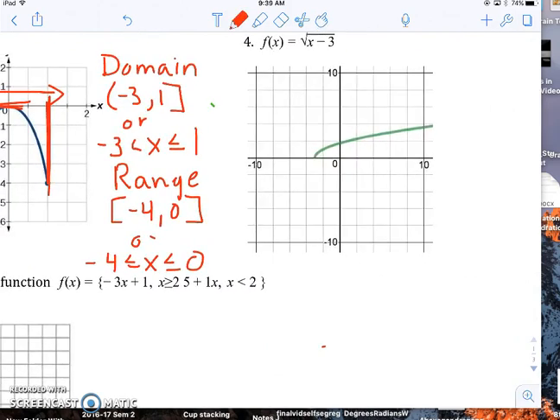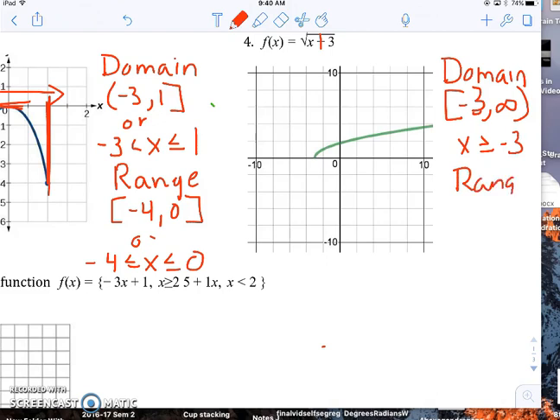So this next one, I know there was a mistake. This should have been plus 3. So it moved it back 3. So our domain would start at negative 3 to infinity. Or you could say x is greater than or equal to negative 3. And then the range was above 0. So y is greater than or equal to 0, or you might have said 0, comma, infinity.